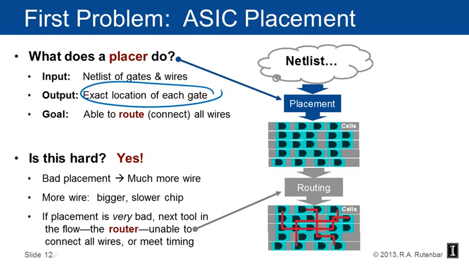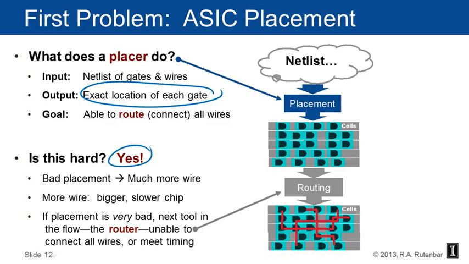And the goal of the placer is to create a placement that allows us to route, which is to say to connect all of the wires. That is the most fundamental task of the placer. Is this hard? Oh yes, very, very hard. A bad placement could lead to an enormous amount of extra wire. And if you have more wire, your chip may need to be bigger in order to fit those wires. And it's going to be slower because there's delay to get your signal through those wires. And there's going to be more power because taking voltages up and down on all those wires is consuming energy. It's very bad.